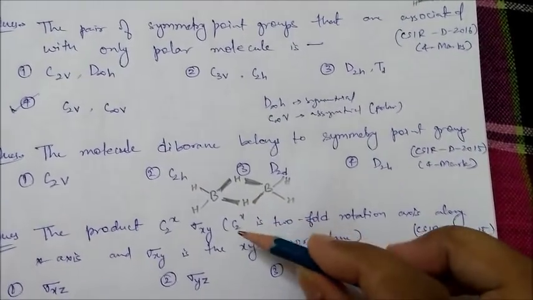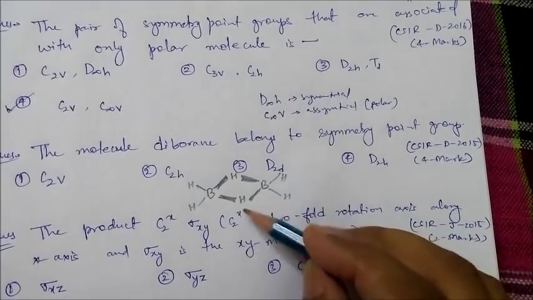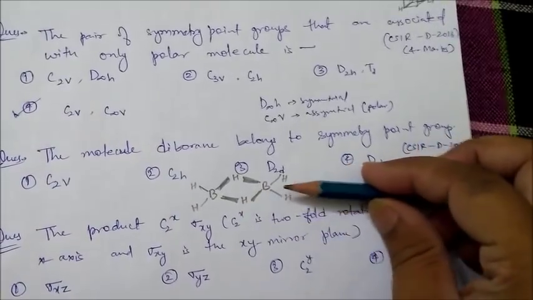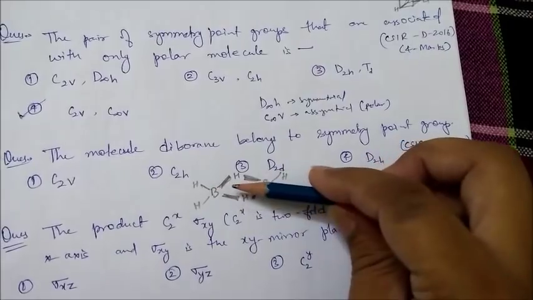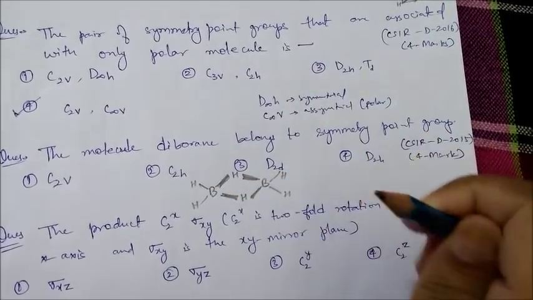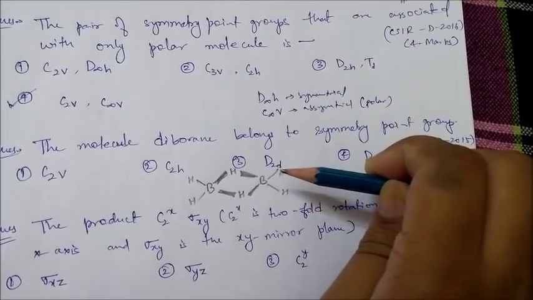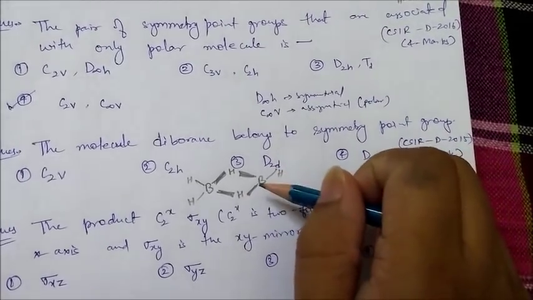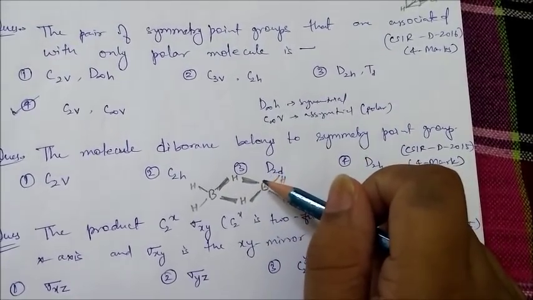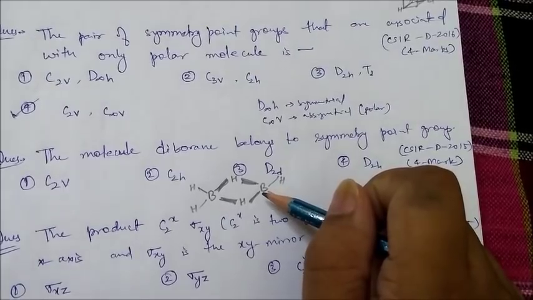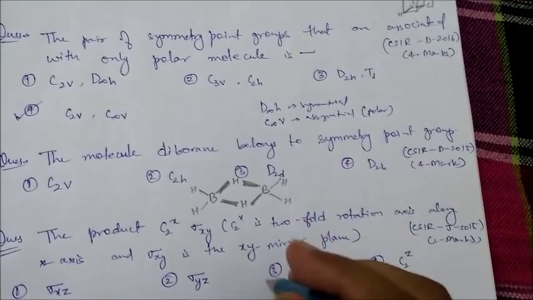So let's check out, is there any axis? Okay, so the first axis which you will see over here is a C2 axis, which will pass between these two boranes, and when you move the molecule by 180 degrees, you will get the same molecule. Okay, so that will be a C2 axis passing between these two boranes. Then we have to check whether there are more C2 axes. So one C2 axis is possible like this.